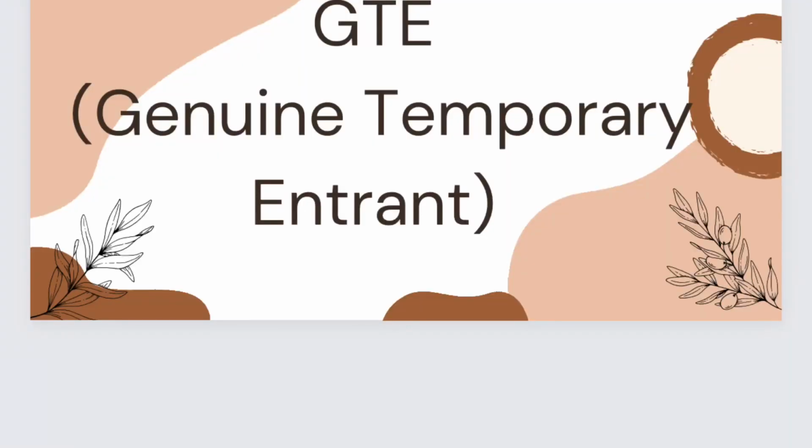Okay, in the past, schools didn't used to ask about genuine temporary entrance, GTE. So I'll be using GTE. When I talk about GTE, it's about genuine temporary entrance. So it's a big deal.